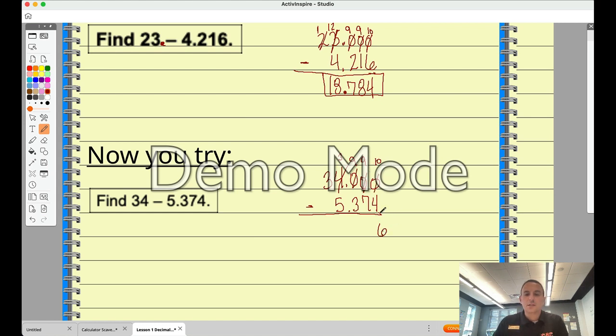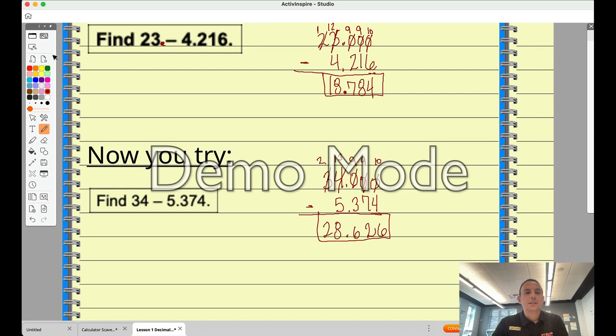10 minus 4 is 6. 9 minus 7 is 2. 9 minus 3 is 6. We then have to borrow to make this 13 and a 2. 13 minus 5 is 8. 2 minus nothing is 2. So our answer is 28 and 626 thousandths.